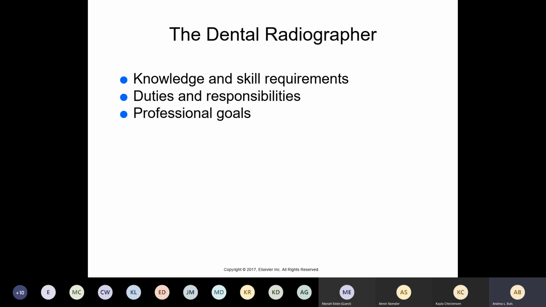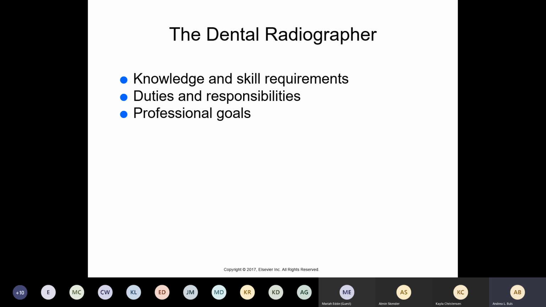The dental radiographer. We are the dental radiographer. Not only can a hygienist be a dental radiographer, but anybody that has the knowledge and skill requirements to take an x-ray would be considered a radiographer.